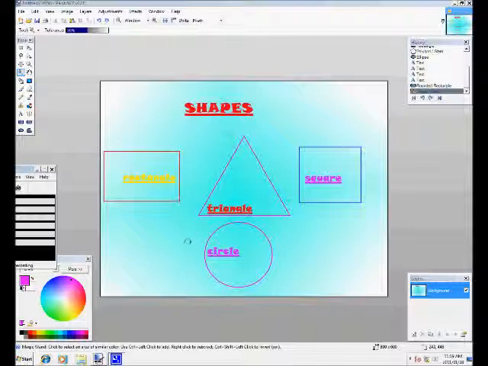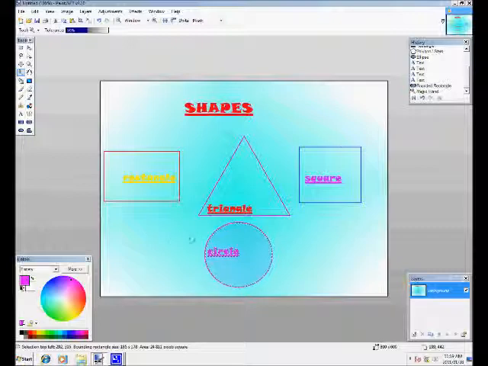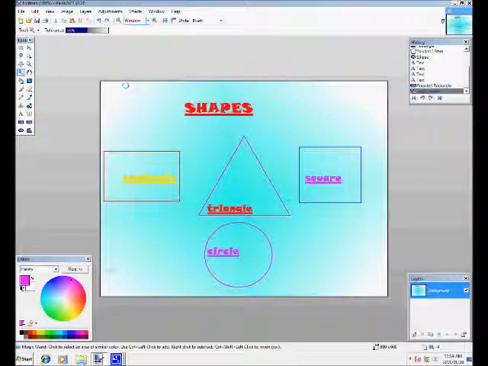Now the last shape is the circle. The circle has no corners whatsoever. It is completely round. That's where you get your round hot cross buns and everything like that.